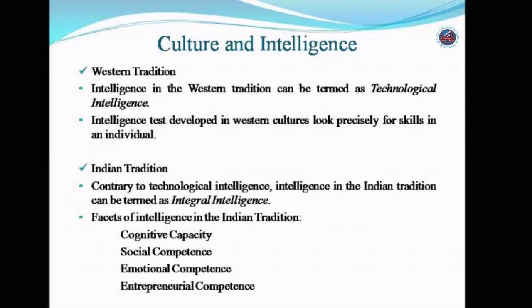Then comes emotional competence. It is all about self-recollection. It is all about monitoring oneself, how honest we are, how polite we are. So it covers emotional competence. Then the last one is the entrepreneurial competence. Here it talks about our commitment to do something, how patient we are, our hard work, or our persistence towards a goal-directed behavior to achieve our target goal. So with this, we come to the end of understanding culture and intelligence from the Western and the Indian tradition.